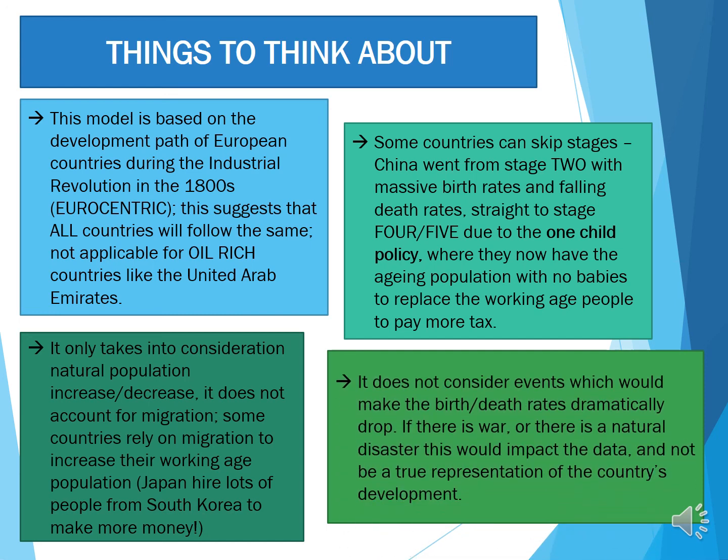And then the final thing to think about is that it does not consider events which would make birth and death rates dramatically drop. For example, in Syria, there is a war, so death rates would be higher, birth rates might drop because babies might be dying sooner and things like that. There is no way to know what's happening based on natural disasters in this graph, so it wouldn't give us a fair representation of the country's development. And that is the demographic transition model, a core theory and a core model that you have to know to be a fantastic geographer.